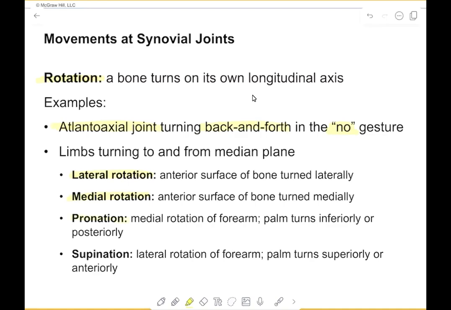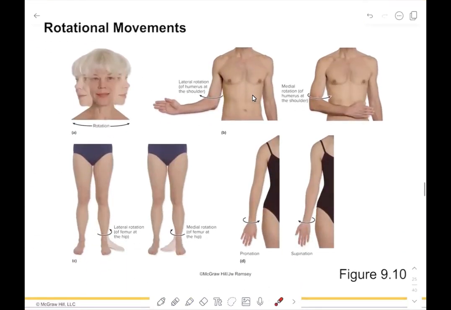Then there is pronation and supination. You've already learned about pronation. It would be medial rotation of the forearm so that the palm turns inferiorly or posteriorly. I always like to tell students it's almost like with your hand, if you're making a claw with it, supination would be almost like you were making a bowl of soup with it, turning it in the opposite direction.